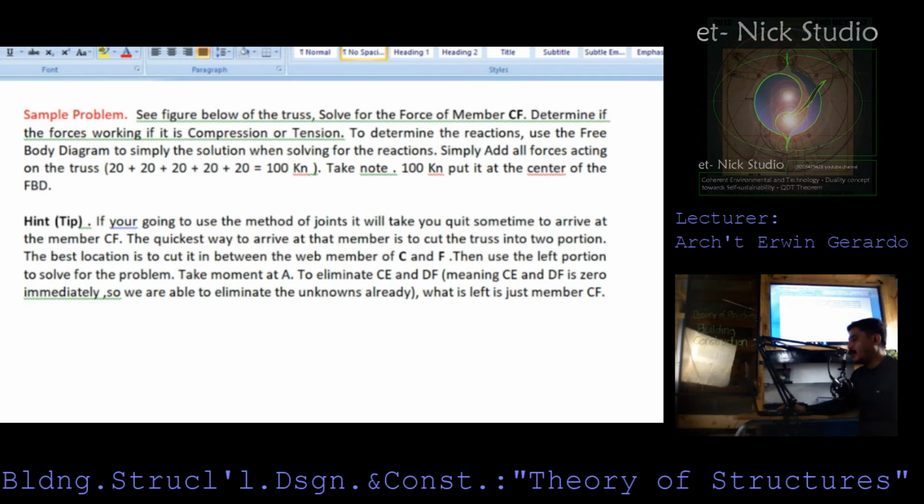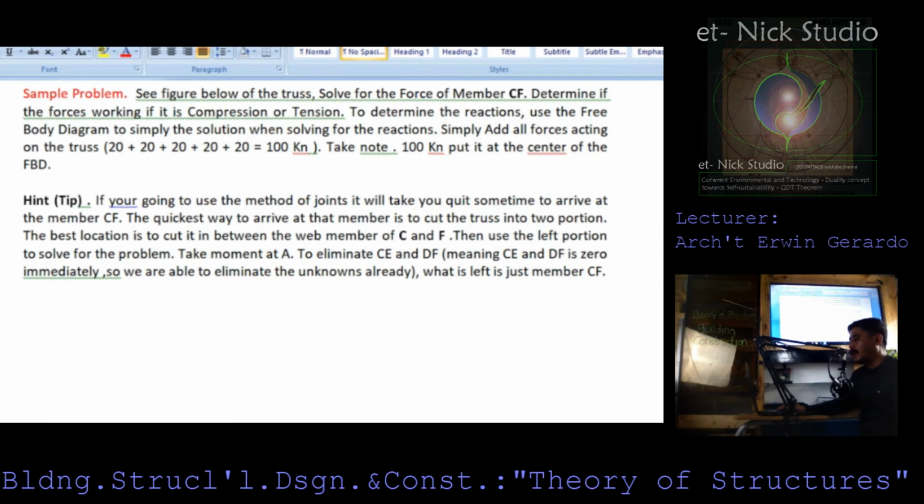Simply add all forces acting on the truss. 20 plus 20 plus 20 plus 20 plus 20 equals 100 kilonewtons. Take note, 100 kilonewtons, put it at the center of the free body diagram.